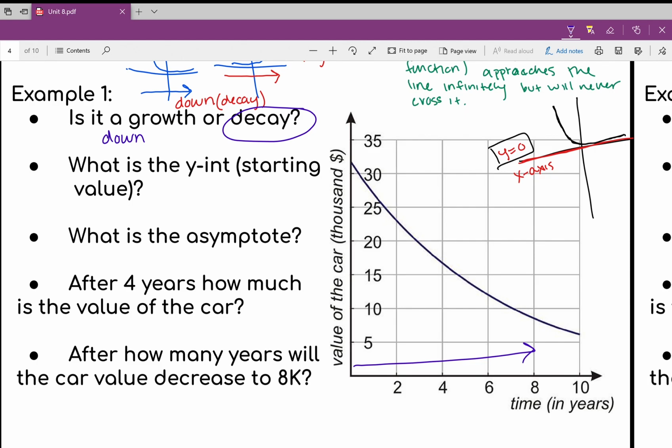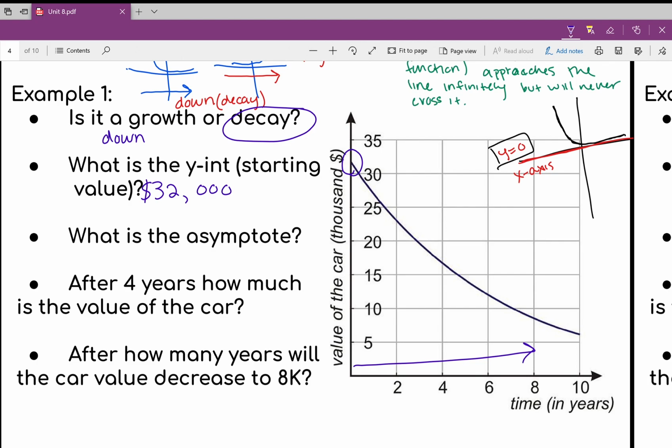And then it says, what is the y-intercept? So the starting value. So remember, the y-intercept is where it crosses the y-axis. So right here is where it crosses the y-axis. And that is going to be about, let's say, 32. But if we look at the y-axis, it says the value of cars in thousands. So this is actually 32,000. So remember, this is a real world problem. 32,000.